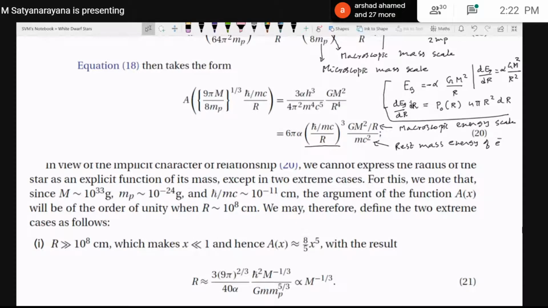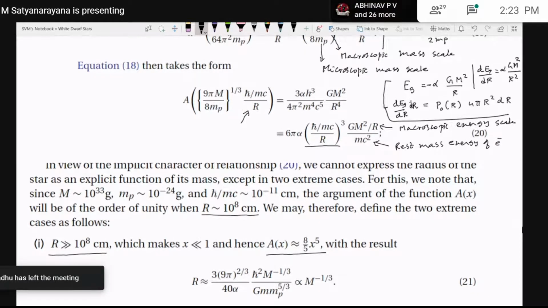Okay, we know that for m is equal to 10 power 33, this one h by mc is given by this. Okay, the argument of this function will be of the order of 10 power 8, because this is what is involved in this argument. Okay, we may therefore define two extreme cases. One is r is much, much greater than 10 power 8. Okay, if r is much, much greater than 10 power 8, then what happens? X, which is the whole of this argument, can be said as it is much, much smaller than 1. And hence, according to the behavior of this function, we take a of x is of the order of 8 by 5 into x power 5.